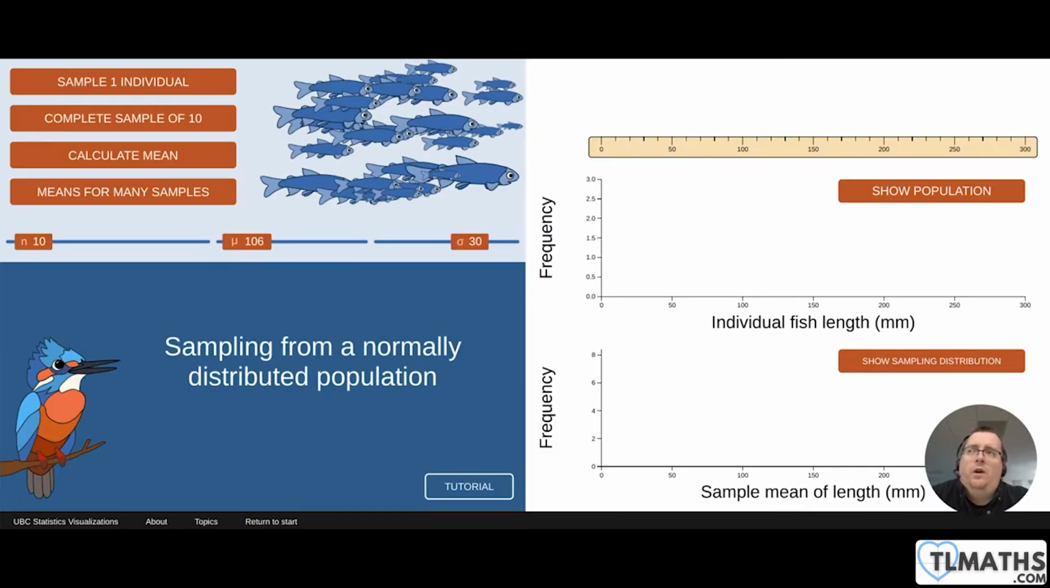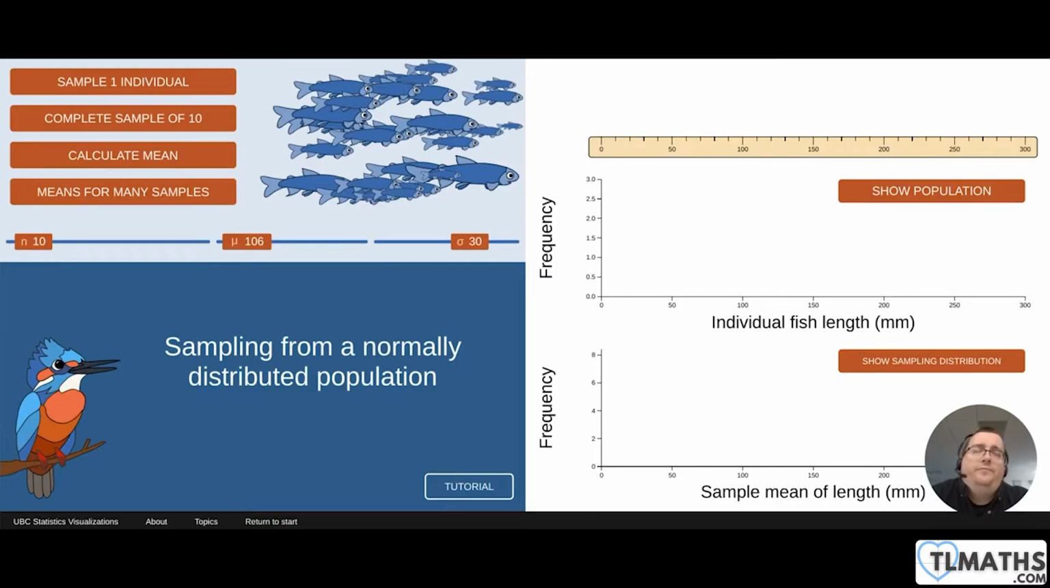Now, you can't just go in and catch all of the fish and then measure all the lengths. That's practically impossible. So we can't do that. So what you would do is you would take samples. So you might decide to take samples of size 5 or 10 or 20. So you catch 5 at random, or 10 at random, or 20 at random, and then you could measure their lengths.